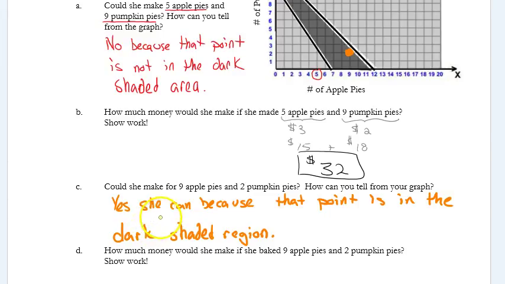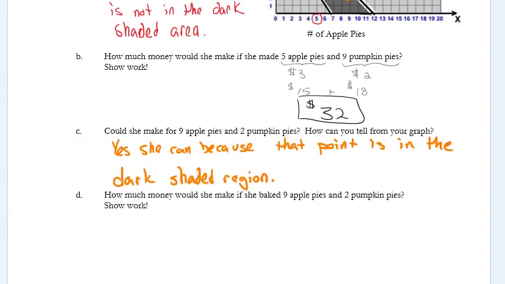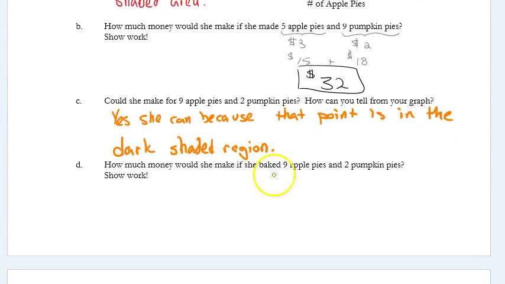So yes, she can make 9 apple pies and 2 pumpkin pies because that is in the dark shaded region. We can see that up here. 9 apple pies, 2 pumpkin pies, it's in the dark shaded region. We can also tell from the first inequality, 9 plus 2 is 11, that's less than or equal to 12. The second inequality is what we understand by answering part D.